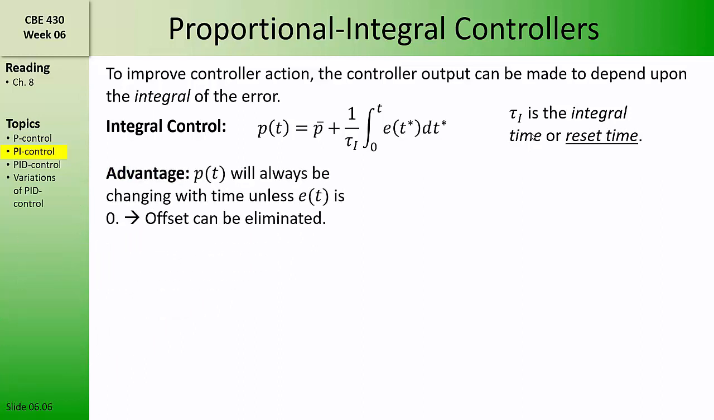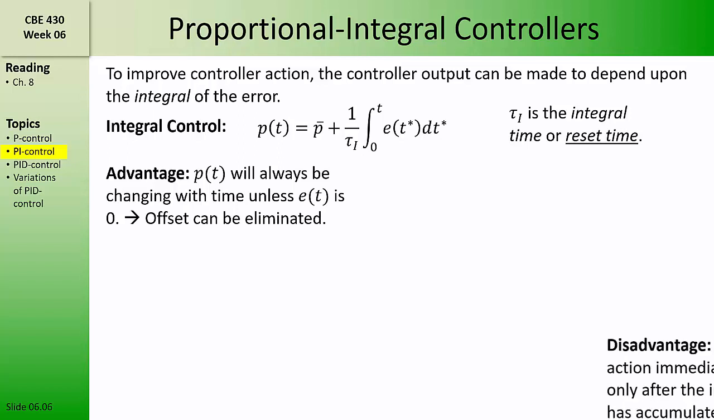The advantage of using integral control is that the controller output signal P of t will always be changing with time unless the error signal goes to zero. When the error signal goes to zero, the integral stops changing with time, and the controller output can stop changing with time. Because the controller output won't stop changing until the error goes to zero, integral control can help eliminate steady state offset.